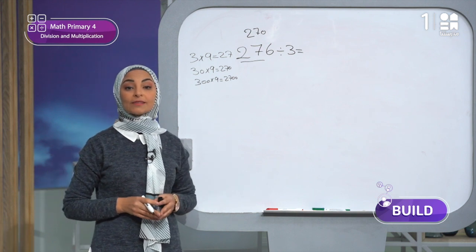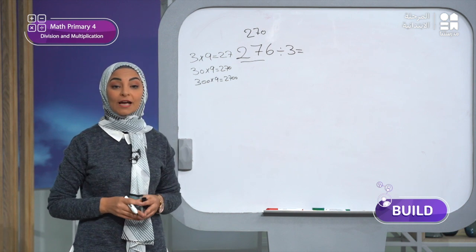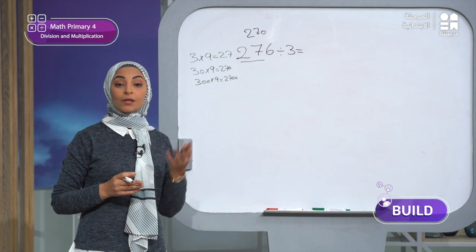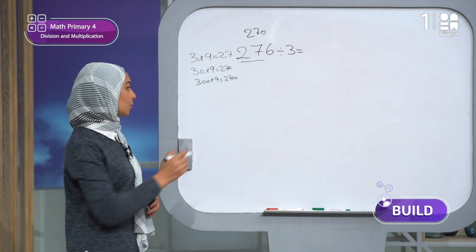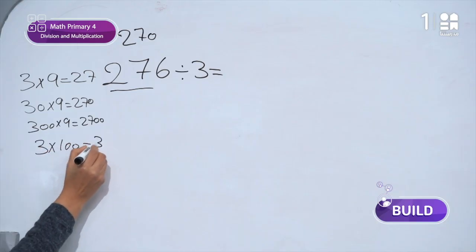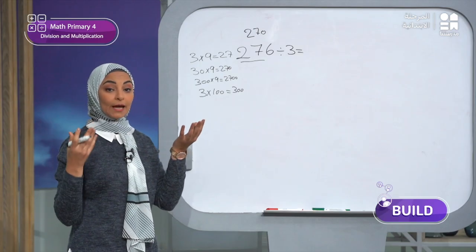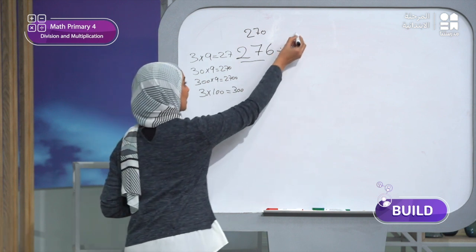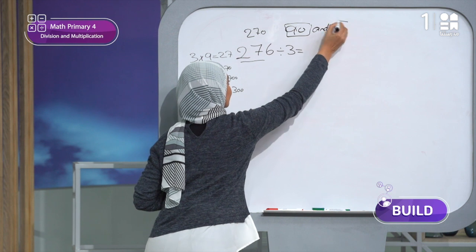Another person might say the following: in order to find the quotient, I will use my knowledge of the multiples of 10 and 100. So 300 is 3 times what? Yes, 300 is 3 times 100. If I do 3 times 100, it gives me what? 300. Right? That means what? That means we know that the quotient will be between what and what? Will be between 90 and 100. So my answer will be between 90 and 100.